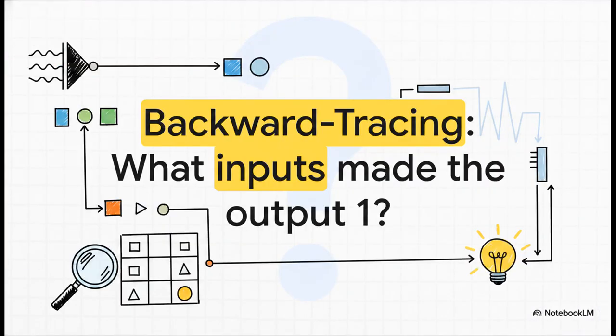But what if we flip it? Backward tracing goes in reverse. If I know my final output is a 1, which specific inputs made that happen? By consulting our truth tables, we can work backward. With 2 inputs, there are only 4 possible combinations. We can test them, map them out, and pinpoint exactly which starting inputs led to our desired outcome. It's kind of like playing detective, but with electrical signals.